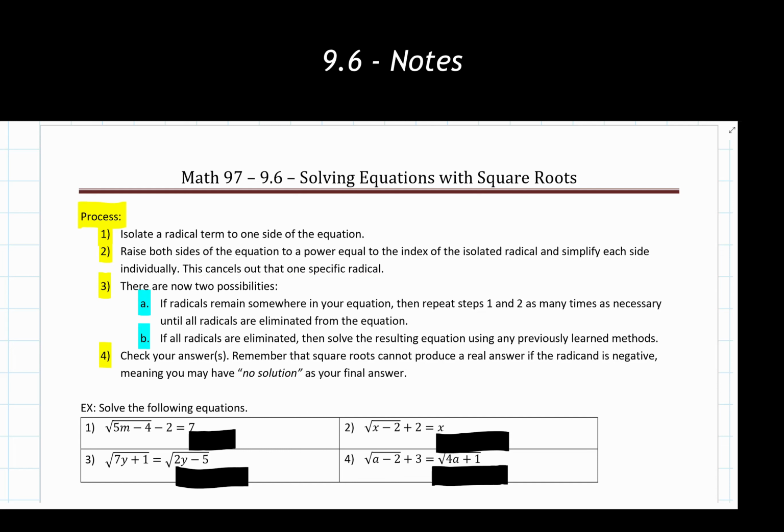We now have two possibilities that show up here, and it's on a problem by problem basis which one will or will not show up. There's really no way to guarantee we get rid of everything all in one go. So our first possibility is the following. Radicals remain somewhere in the equation. If that is the case, then we need to go back up to steps 1 and 2 and repeat those as many times as necessary until all radicals are eliminated from the equation.